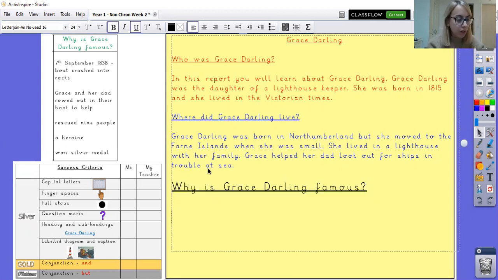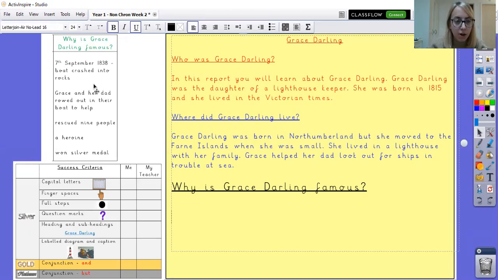So this is the part of our non-chronological report where we explain why Grace Darling has become a significant figure in history. Okay, so she did something fantastic in the past, and that is why she is famous, and that's all to do with the storm that happened on the 7th of September 1838. So I'm going to explain what happened on that day. So at the moment I've just got notes, 7th September 1838, boat crashed into rocks. Okay, it's in note form. I can't just copy that. I need to turn it into a sentence.